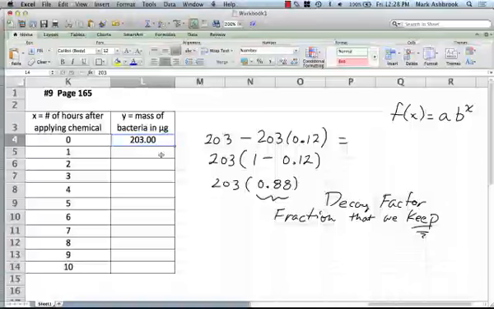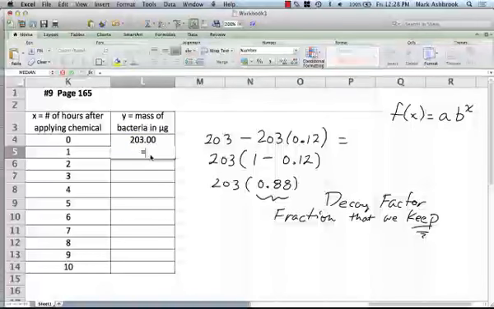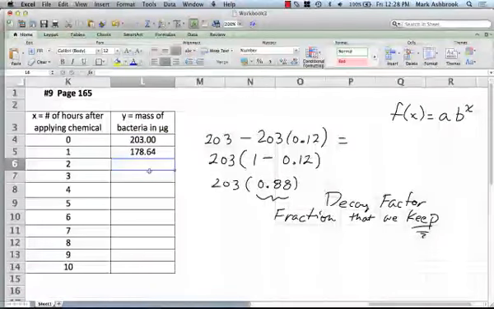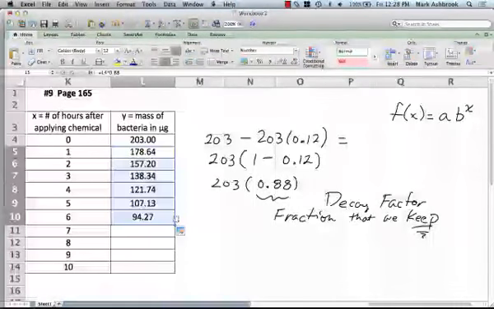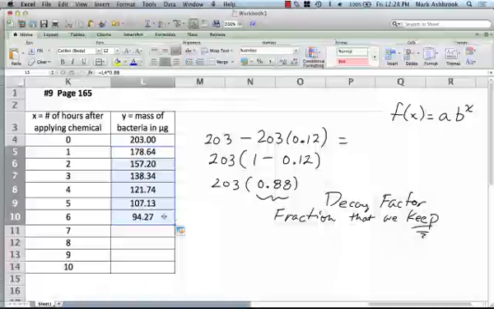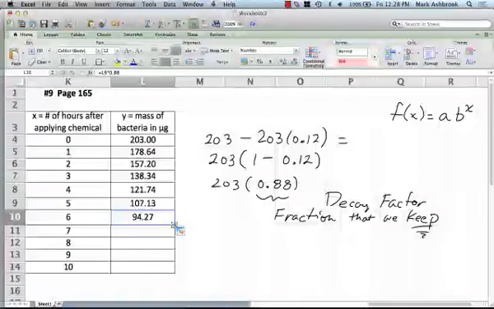All right, so I'm going to come here and do 203, the one above, times 0.88. So do you see that by multiplying by 0.88, that is finding the new amount when we decrease by 12%? There it is. Okay, and so I can just pull this down.